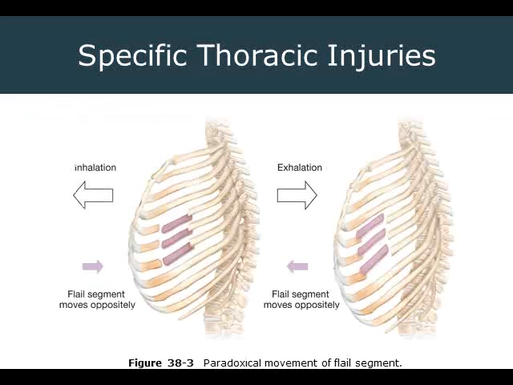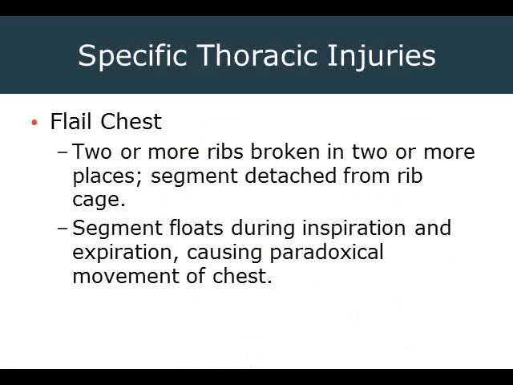All right, paradoxical movement of a flail segment. Remember, a flail segment is two or more consecutive ribs broken in two or more places. So if you have rib number 1 and rib number 7 fractured, that's not going to be a flail segment. But if you've got, like in this case, 5, 6, and 7 all fractured consecutively in the same area, then you're going to have a flail segment, which is going to be evidenced by paradoxical movement, like I mentioned, that it moves in opposition to what the chest normally does. So that segment kind of floats.